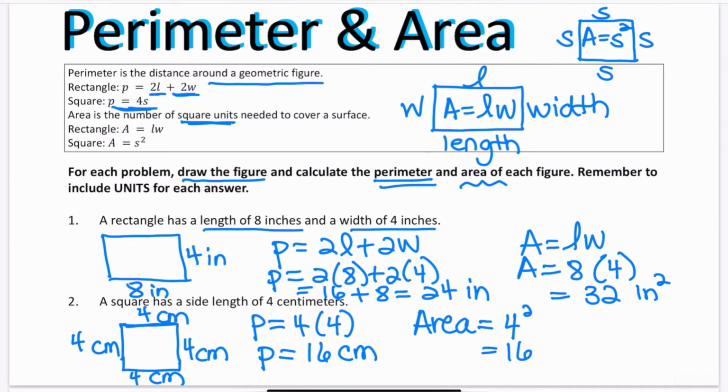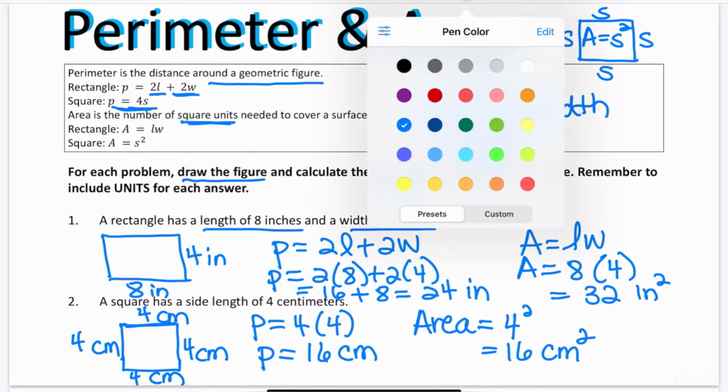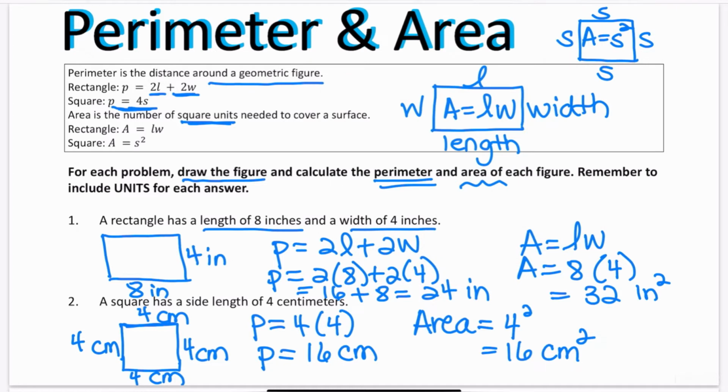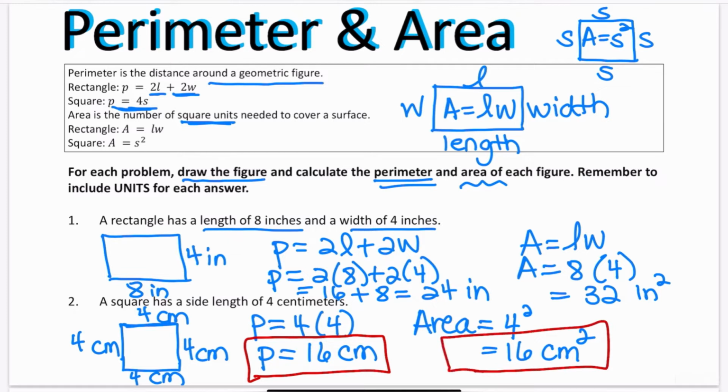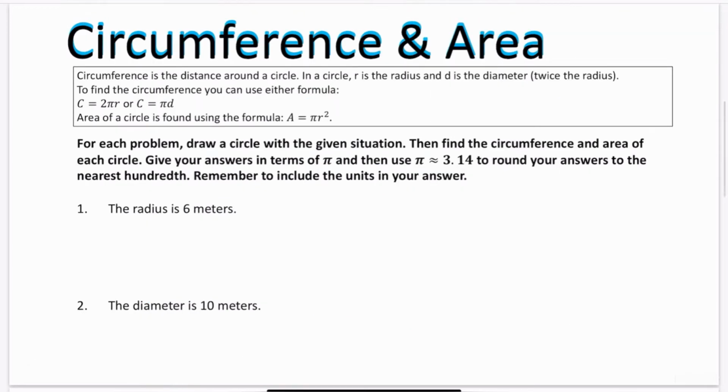But in this case, the units are going to be square centimeters. It's just a coincidence that we ended up with exactly the same answer for perimeter as we did for the area. Okay, so it's just a coincidence. That doesn't necessarily always happen. Let's go ahead now and talk about circumference and area of a circle.